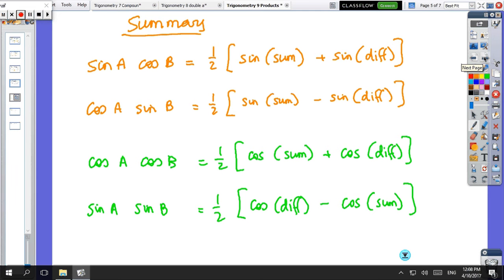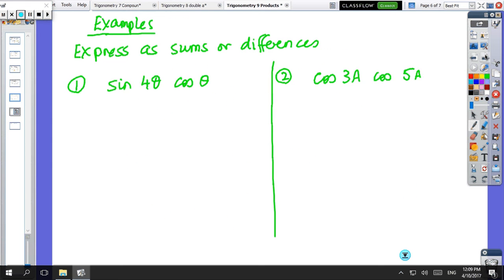So here's our summary. If we've got sine cos, we've got half sine the sum plus sine the difference. If you've got cos sine, it's half sine the sum minus sine the difference. If you've got cos cos, it's half cos the sum plus cos the difference. And if you've got sine sine, if you want the positive to be out the front, then you switch: cos the difference minus cos the sum. Okay, so again, you'd have these in your cheat sheet, so you don't have to get too stressed on it. And see how we'll use them.